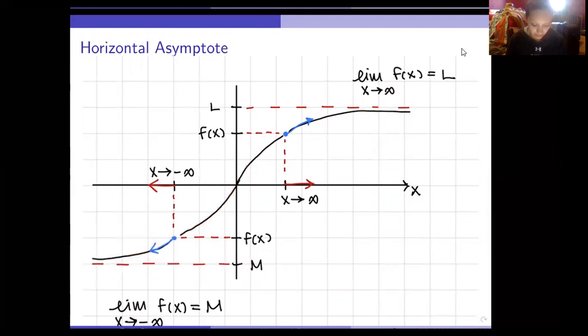So here we say that the limit as x goes to positive infinity of f of x, our function in black, equals L, this value right here, and L is a horizontal asymptote. The limit of f of x as x approaches negative infinity is M, and M is a horizontal asymptote. So how do we find these?